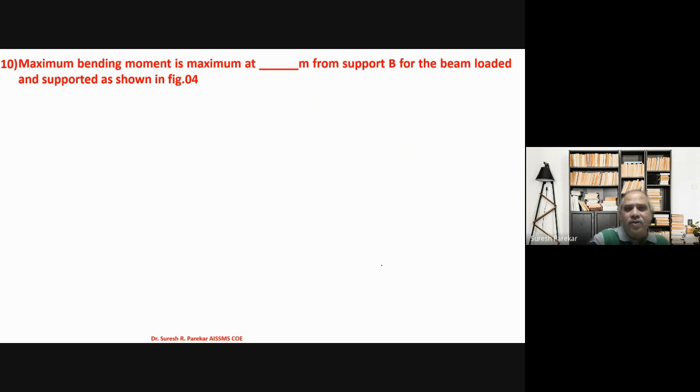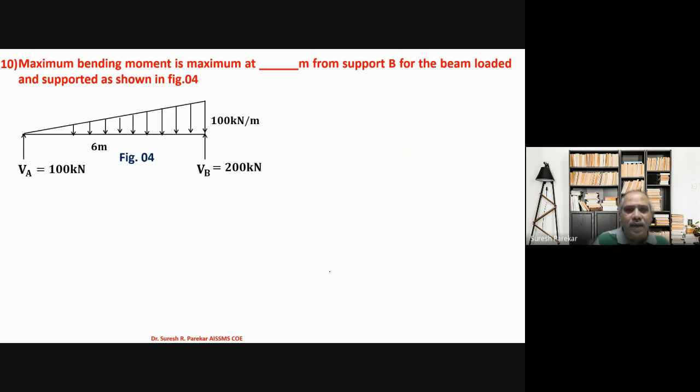And then we have the last one, that is maximum bending moment. Bending moment is maximum at what distance from support B. Now try to understand, the confusing question is there, you have to find from B. So it is better to find from A, because we can use similar triangles. Once I know the value from A, I can subtract from 6 meter, and I will get the value from B. So let us say we have x meter from A, where we have shear force 0. We know we will get maximum bending moment at shear force 0.